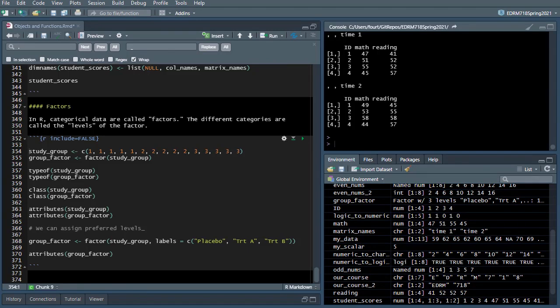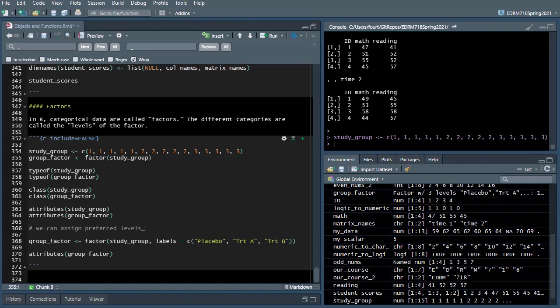So let's take a look at using R with factors. It is quite typical when we record data to indicate factors with numerals. In this case, I have this factor called study group. Right now, R doesn't know that these are not numbers. If I were to create this vector study group with the numbers 1, 2, and 3, it's going to think that study group is in fact numerical.